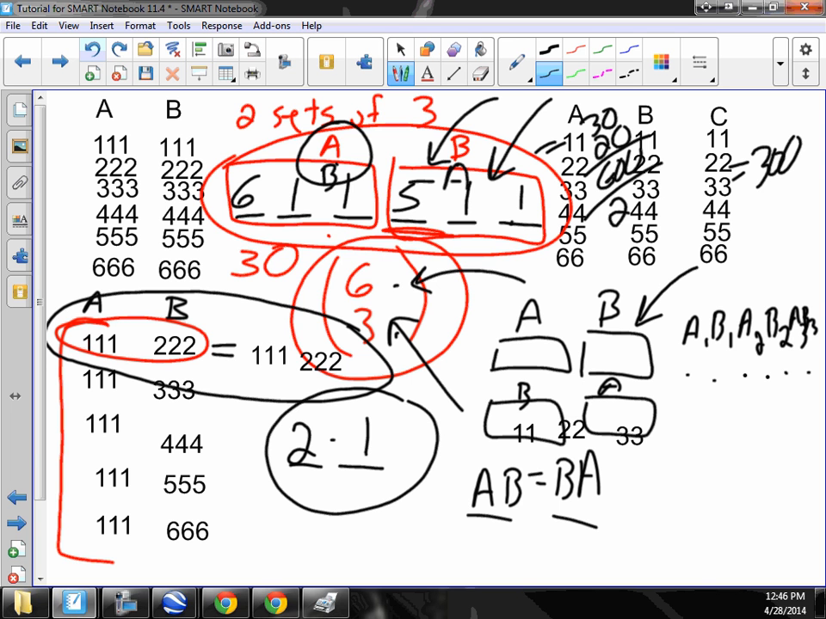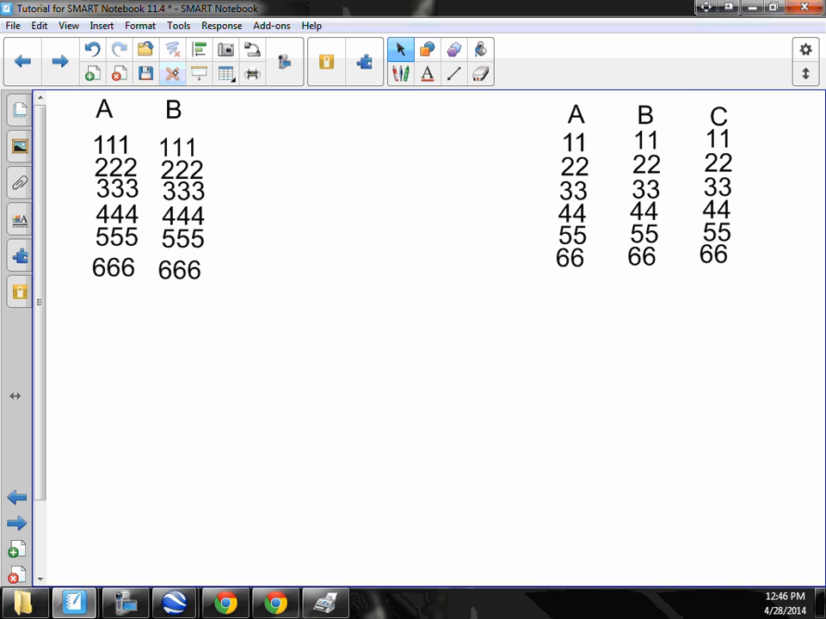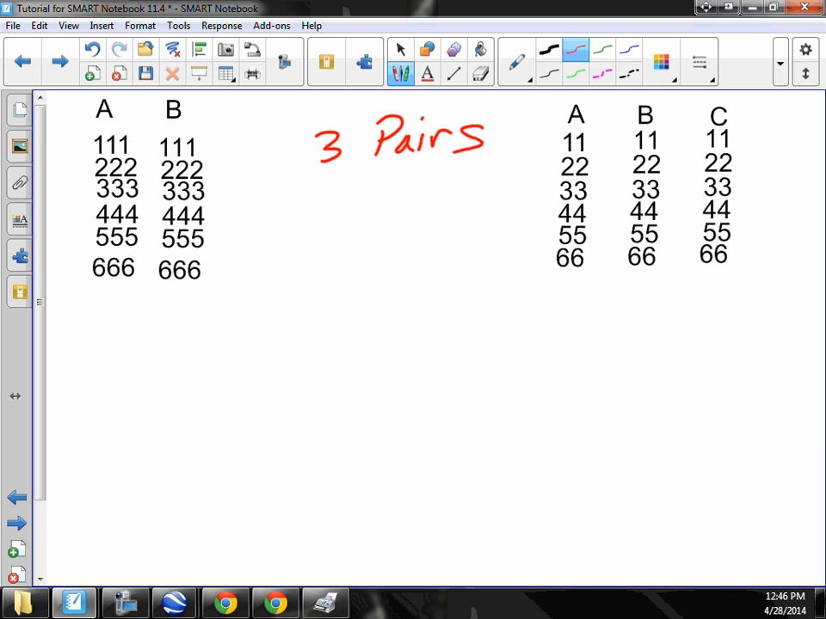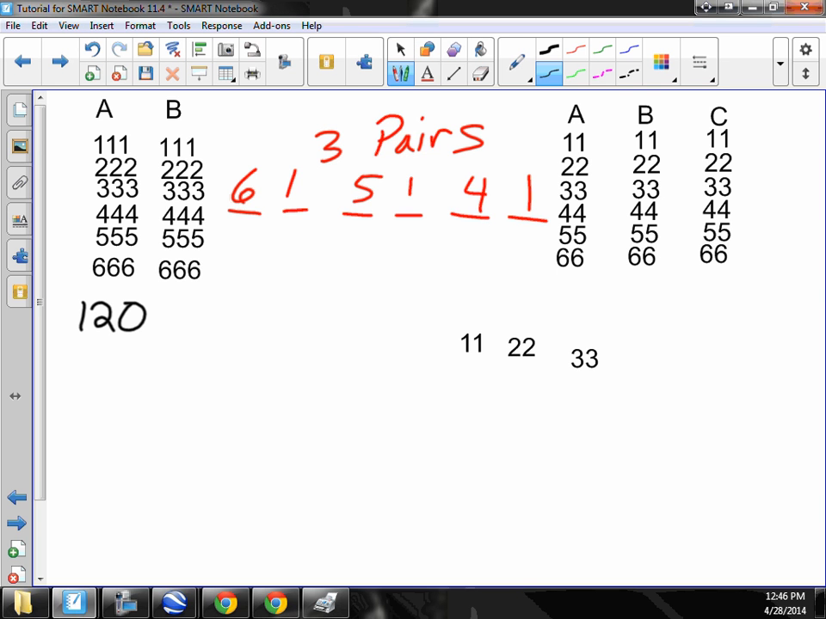Okay, now let me do it again, and it will make a lot more sense the second time. So we're going to look at 3 pairs. Give me the breakdown for the number of possibilities for one arrangement of the pairs. 6, 1, 5, 1, 4, 1. So for example, that would be 1, 1, 2, 2, 3, 3. So 6 times 5 times 4 is 120. So there are 120 ways to do that.